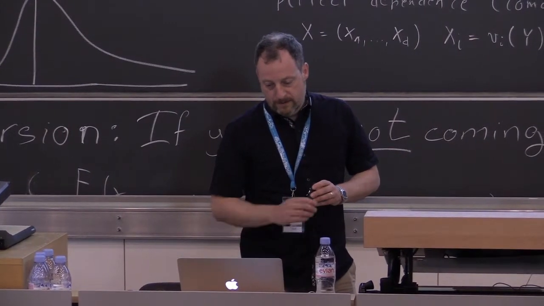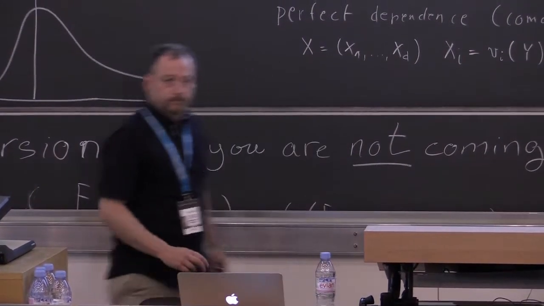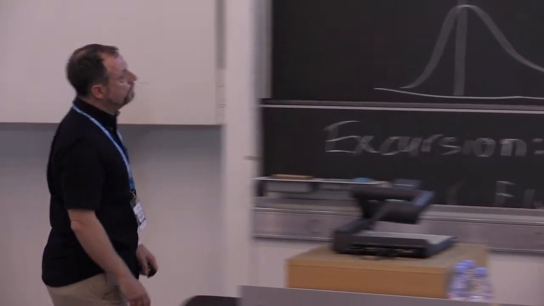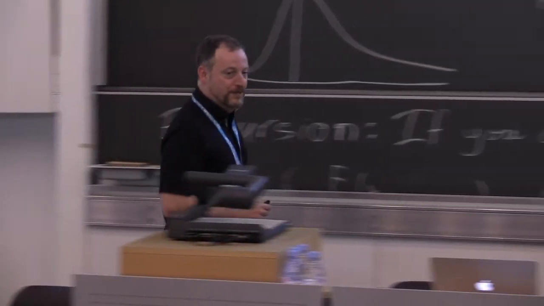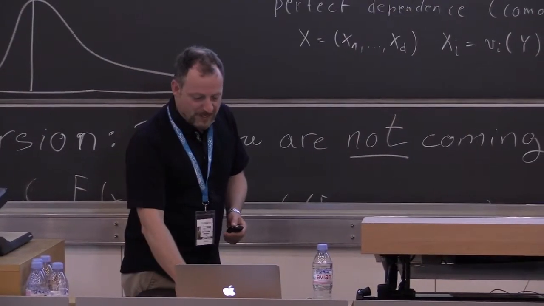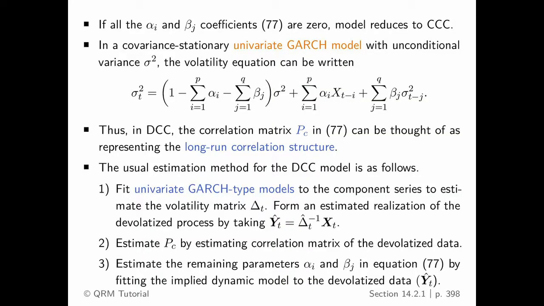Now here, is it guaranteed that these Y's are white noise, strict white noise? No. They needn't be strict white noise. In this model, they're probably not going to be strict white noise. There's going to be some dependencies in them. They are just devolatilized, but they're not independent in this model. In the previous model, they were, in the CCC. It's a little bit tricky. So CCC is a special case when those alphas and betas are 0.